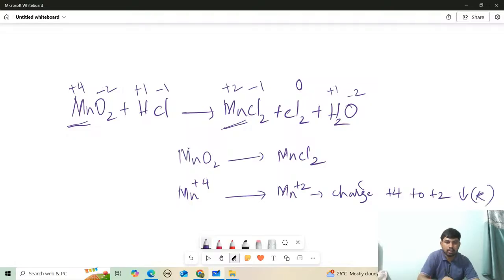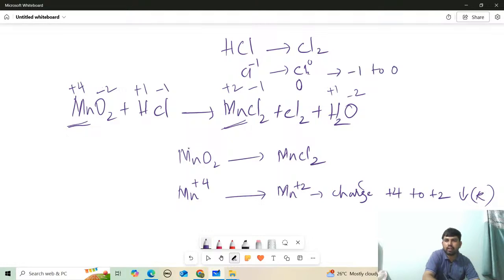Okay. Similarly, you take one more, HCl going to Cl2. So we can say the Cl charge is -1, and here in the form of Cl2 it will be 0. So we can say -1 to 0. The charge is increasing, and that's why it is called oxidation. Clear? In this way also we can explain this process.